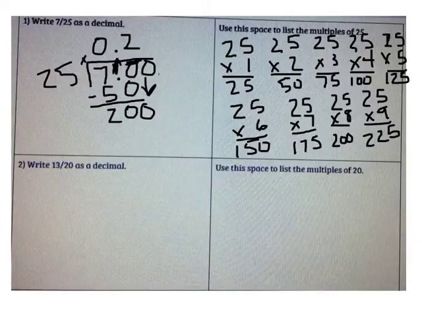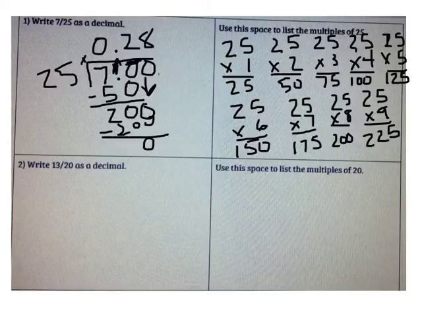How many times does 25 go into 200? 25 goes into 200 8 times. What's 8 times 25? It's 200. When I subtract, there's 0 left over. So the answer is 28 hundredths. 7 over 25 is equal to 28 hundredths.